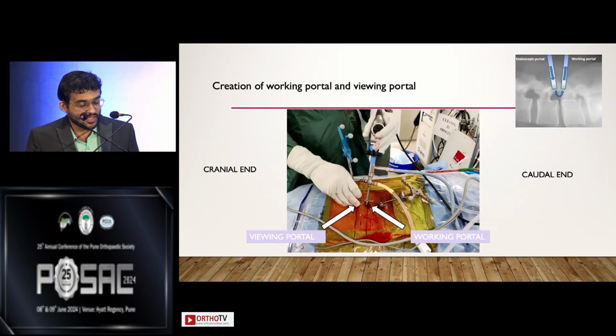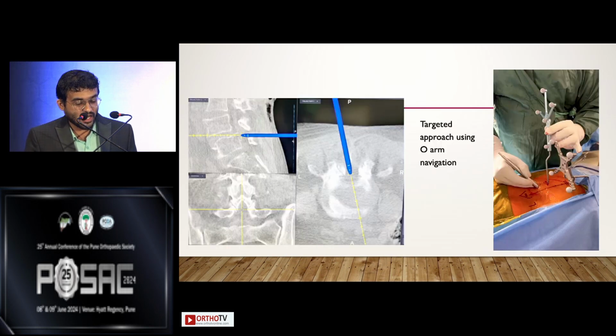The working and the viewing portals are created. The instrument in the viewing portal is navigated. So the exactness of the portal can be determined with the help of the O-arm navigation, and where we are exactly can be dynamically located. So a targeted approach is very much possible with this technique. Endoscopy being a highly targeted approach, the pathology is very precisely located. This navigation helps us to accurately locate the pathology and place our portals exactly where we require them, and deal with it.